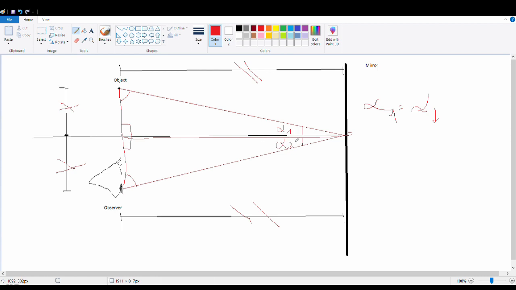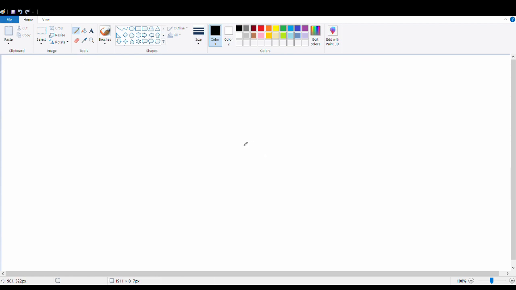So alpha 1 will always be equal to alpha 2 in case of a mirror. We can find out in a more general situation like this one. So let's start drawing a mirror again. I'm just drawing more perfectly. All right, so we have a mirror like this.